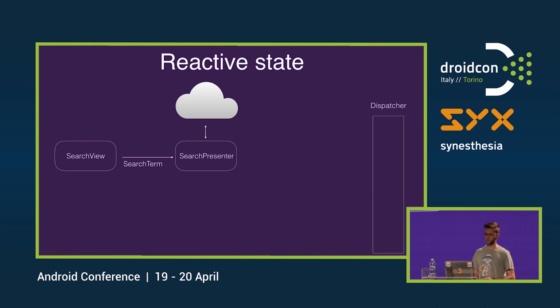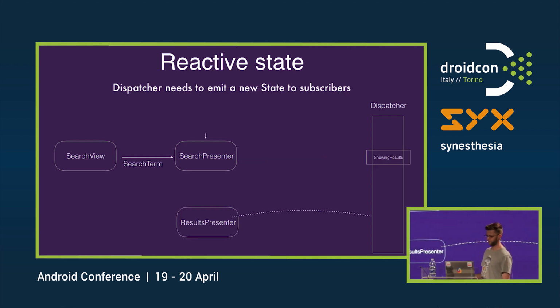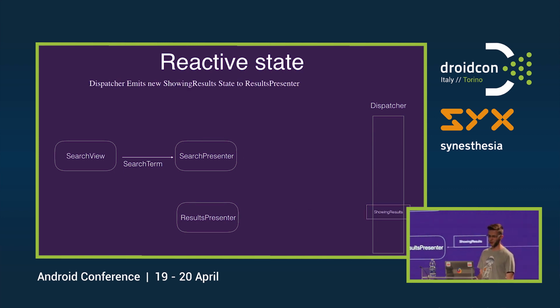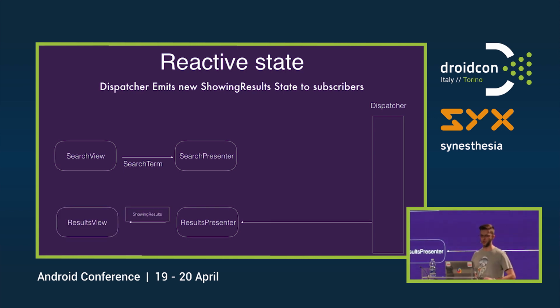Continuing, our search presenter goes up to the cloud, downloads data. Now that it has its data, it'll dispatch a showing result state change. This time, the result presenter is what cares about it, and our result presenter will now get our showing result state change and be able to pass those results to its view.